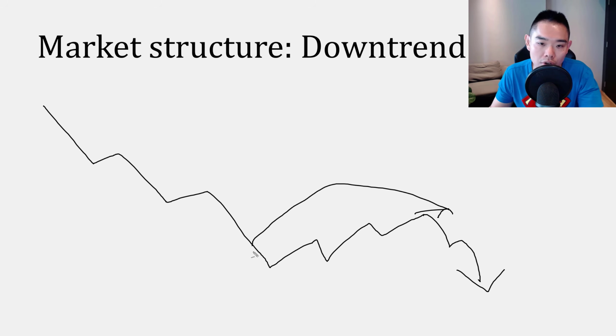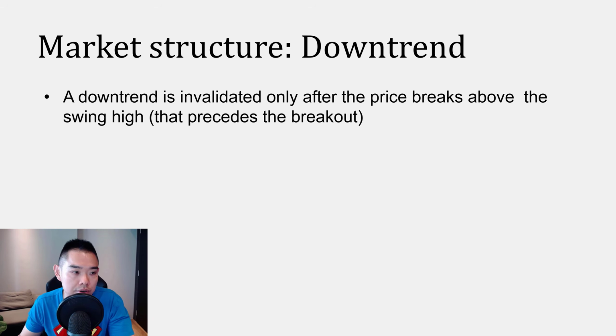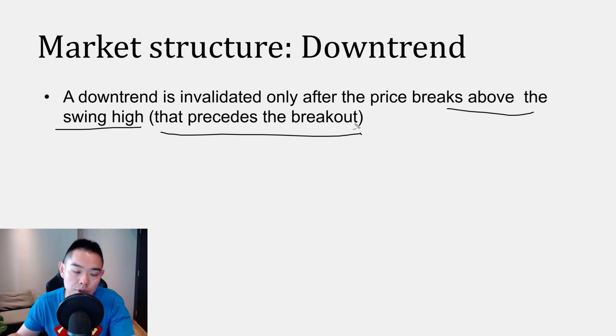So how do we not get caught by this fake move? Again, we're going to use the principle which I just shared with you, just that this time around it is for a downtrend. A downtrend is invalidated only after the price breaks above the swing high that precedes the breakout, or breakdown if you want to call it. So let's say, for example, the market is in a downtrend, and then it breaks down lower.